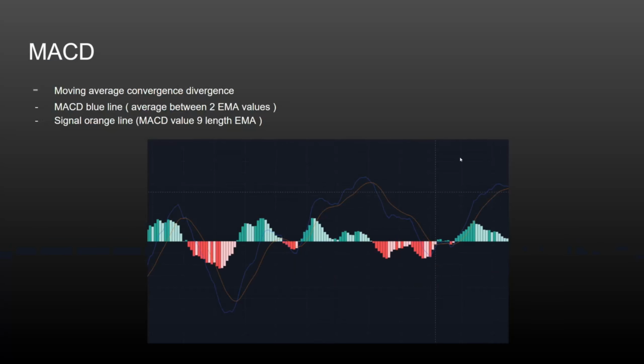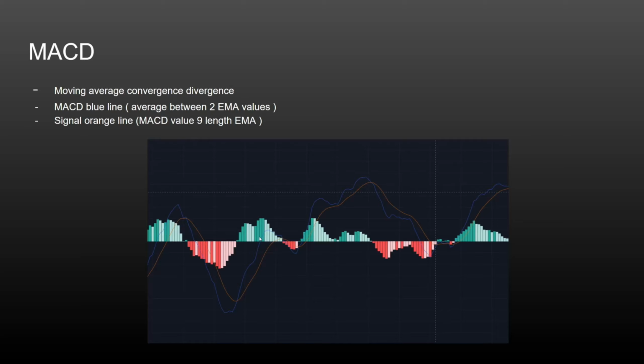So let me give you some more basic information about the MACD. The MACD stands for Moving Average Convergence Divergence. The MACD line, which is the blue line, I hope you can see it a little bit here. It's quite dark. That line is the difference between two EMA values. By default, that is going to be 12 and 26. We are just going to keep it that way, but that's what the blue line stands for. Just keep that in mind.